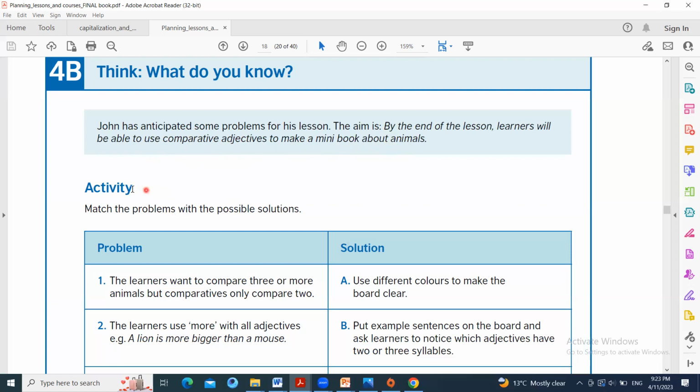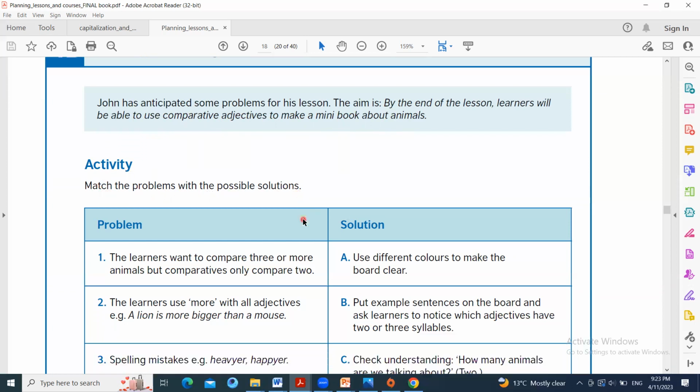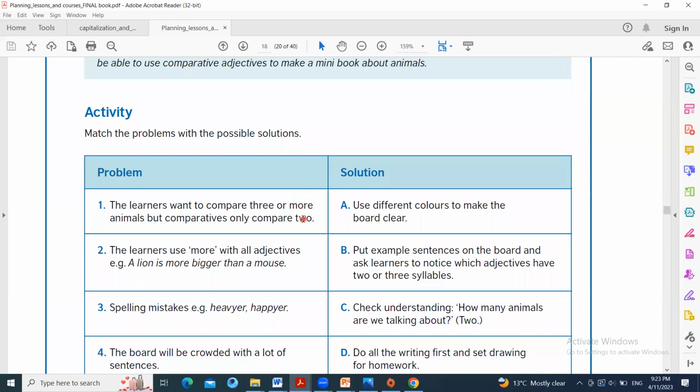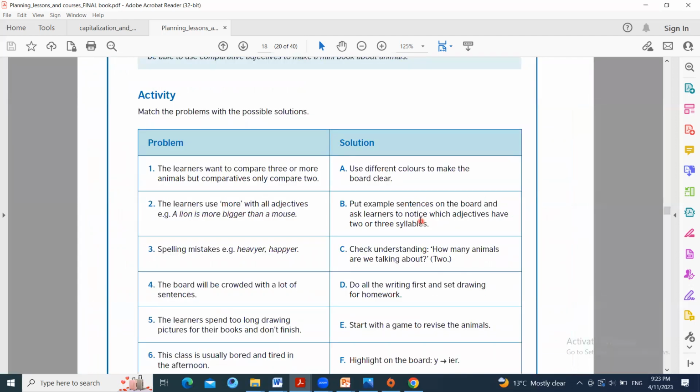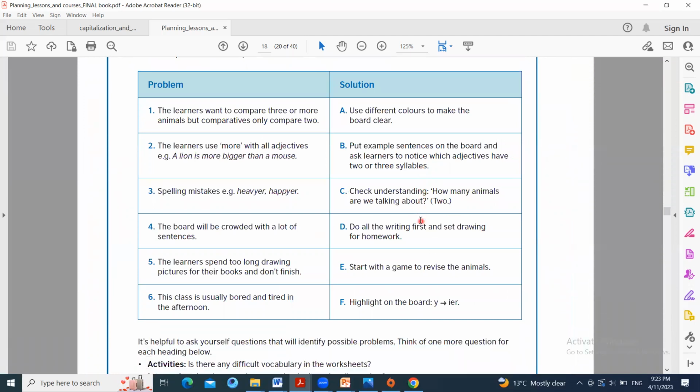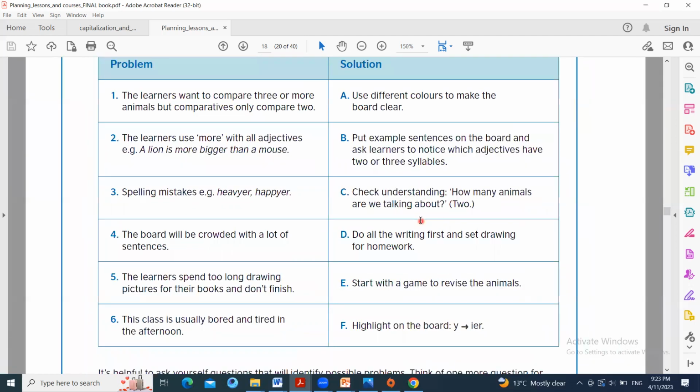So let's think of the activity here. Have some activity, match the problems with the possible solutions. So on the left hand, okay, you will find what problem. Okay, these are problems, okay. And here we'll find some type of solution for each one of them, okay. I want you to think, okay, of some type of solution for each one of these problems, okay.